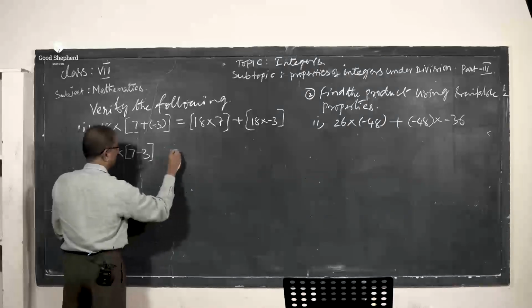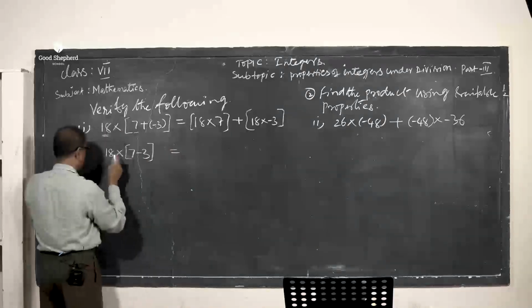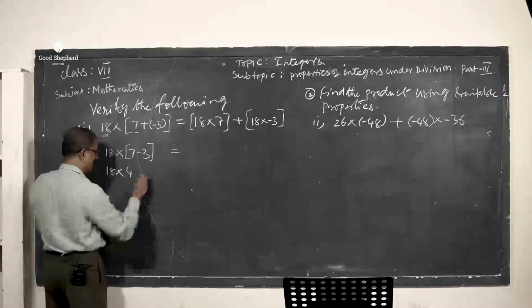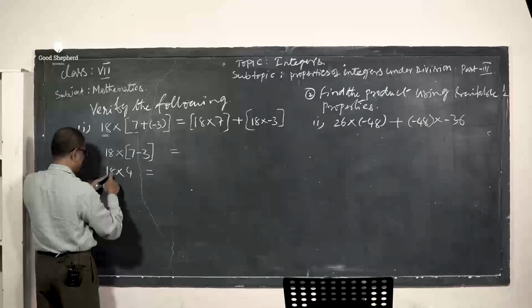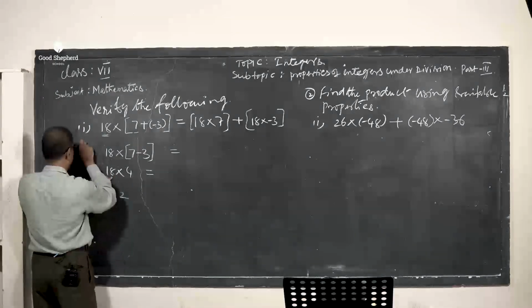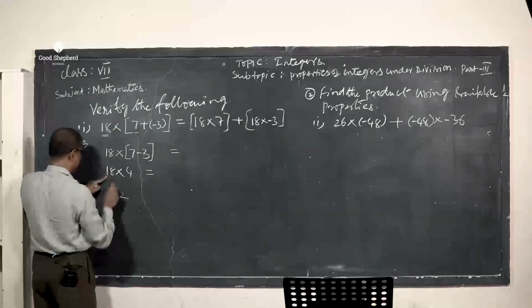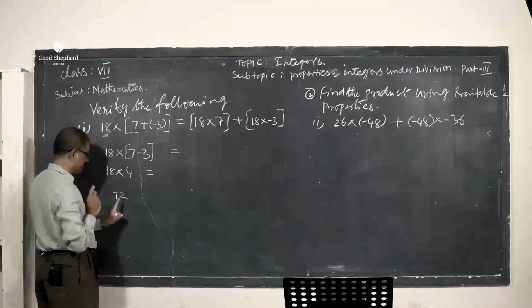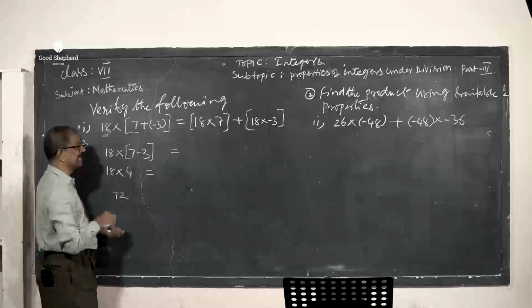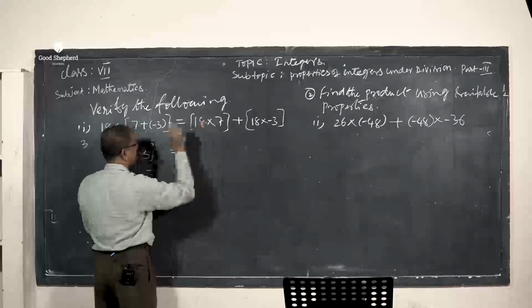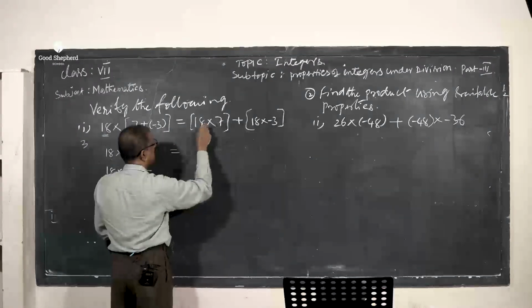Only in the left hand side, we will keep the right side. Now, it will become 18 into 7 minus 3 is 4. That is equal to 8, 4 8s are 32, 3 carry. 4 1s are 4, 4 plus 3 is 7. So, I got 72 on the left side. I have to check the right hand side. Correct. Now, we will see that 8 7s are 72.